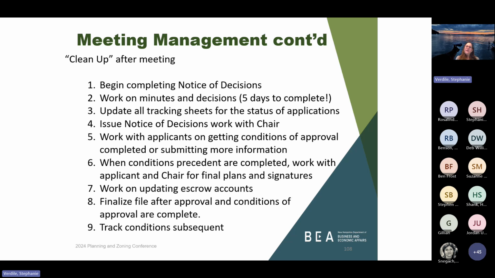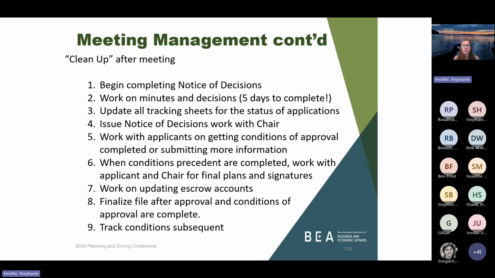And so after the meeting, the cleanup begins, and the clock starts for when the minutes and notices of decision have to be done. So 5 days to complete minutes and notice of decision. You should update all your tracking sheets if something was approved, if something was continued, if something was denied, if something was withdrawn, and just make sure those cover sheets are updated.